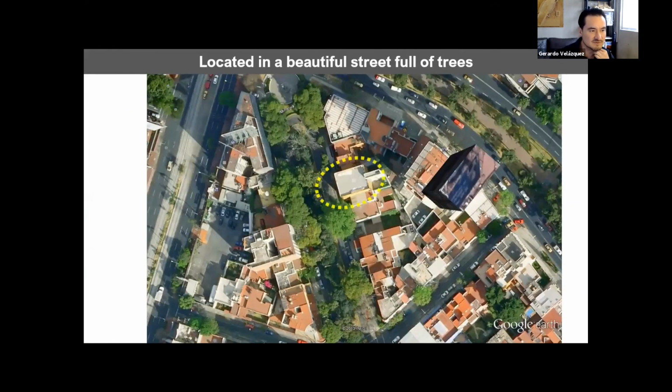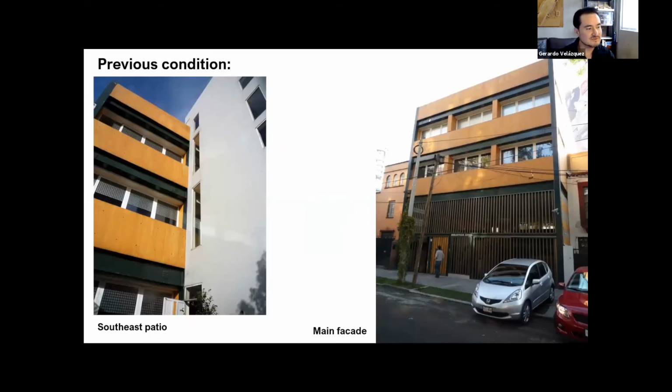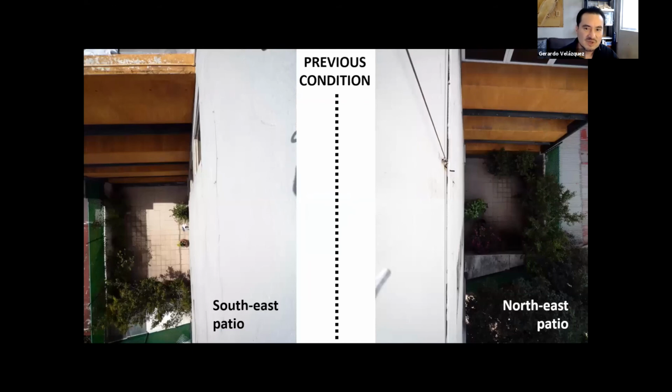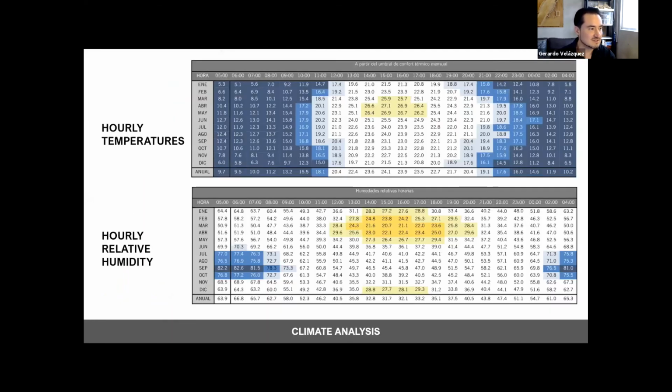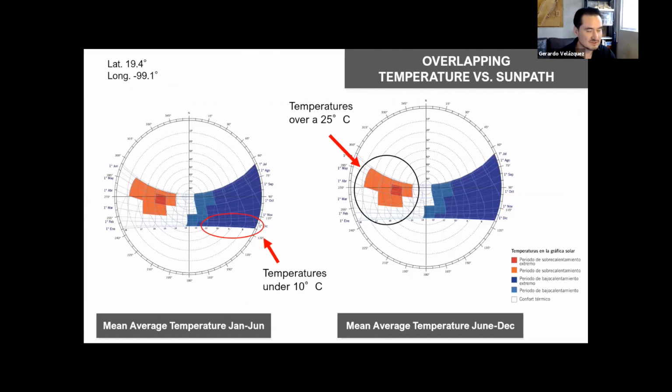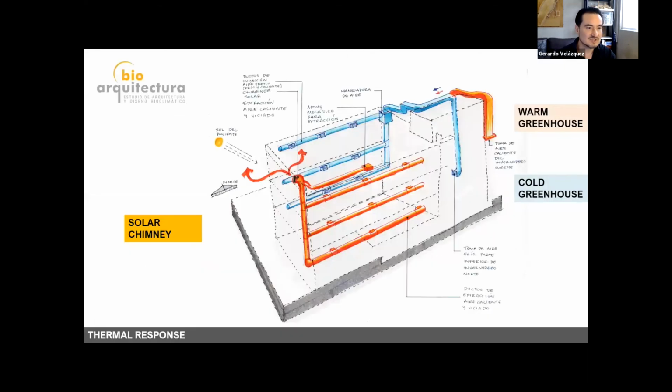So this is the location of the building in a beautiful street full of trees, and this was the previous condition of it. We detected opportunities for bioclimatic strategies in these two patios in the back of the building. We always start our analysis with a 3D image where we can map the prevailing winds, sun path, views, noise, in order to propose a responsive building. We start by studying the hourly temperatures and the hourly relative humidity, and overlapping those temperatures on a sun path to know what the temperatures are when the sun is in a certain position.